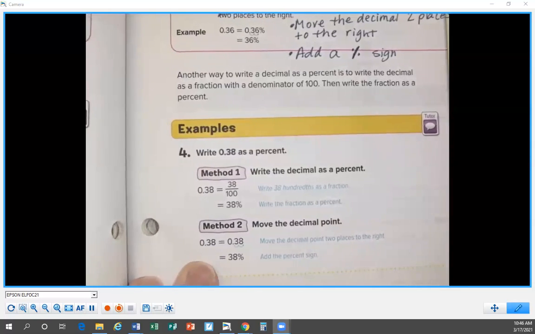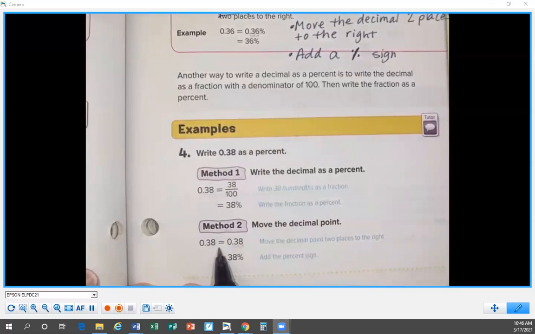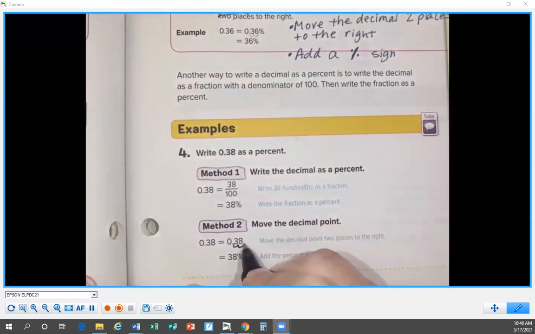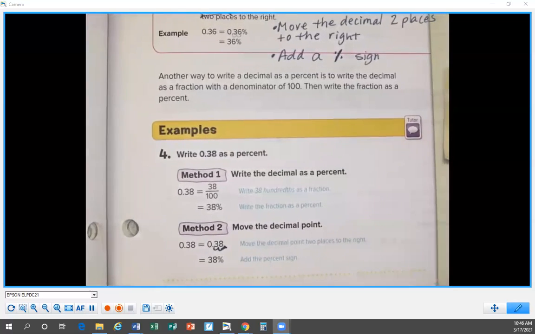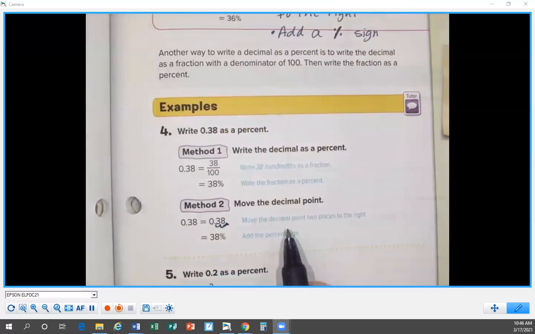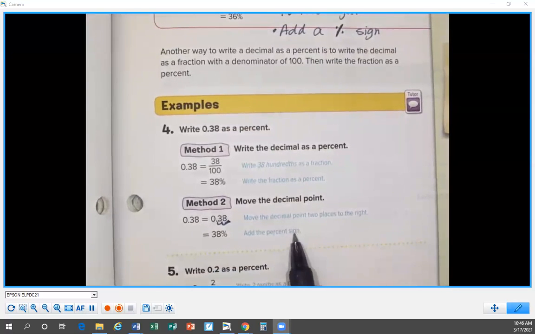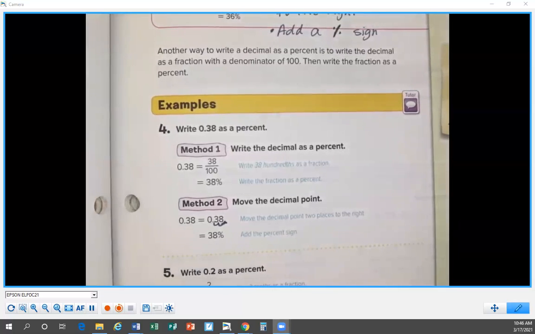Method 2, move the decimal point. So here is our starting number again, 0.38. Here we move the decimal 2 places to the right, which is the same as multiplying by 100. So 1, 2, and then add the percent sign, which is the same as dividing by 100. So essentially you haven't changed your value at all, because when you moved your decimal 2 places to the right, that's the same as multiplying by 100. When you add the percent, that means per 100, or divide by 100. You haven't changed the value. They're all equivalent, okay? So let's look at example 5.